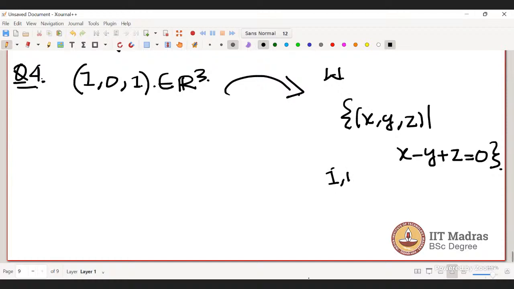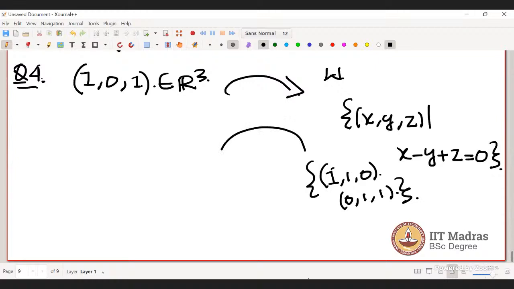Let's say (1, 1, 0). This is a basis, right? And (0, 1, 1). Yes, this is a basis of this space. So this is a basis. Yeah, true.